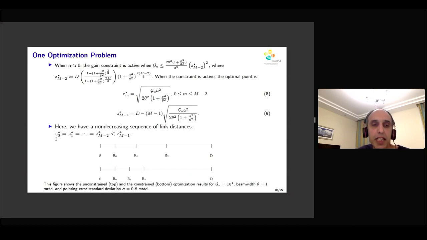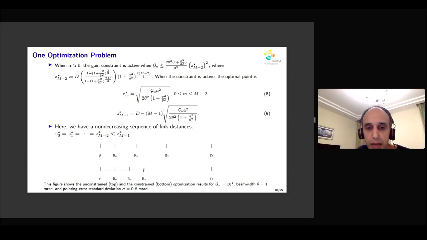In this case, we see that we have a non-decreasing sequence instead of a strictly increasing sequence of these distances, right? And so here on top, I see the arrangement when there's no gain constraint, and at the bottom, I have this arrangement of relays when I have a gain constraint, right? So here, I can summarize in a physical sense.